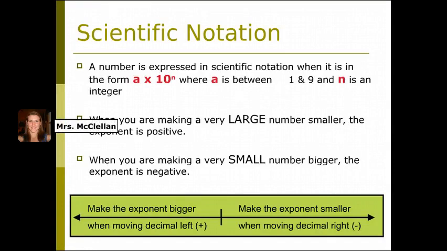Okay, now we will talk about scientific notation. A number is expressed in scientific notation when it's in the form of a times 10 to the power n, where a is between 1 and 9, and n is an integer. When you are making a very large number smaller, the exponent is positive. When you're making a very small number bigger, the exponent is negative. And so as you can see on the chart at the bottom, when you're moving the decimal to the left, the exponent is positive, and when you're moving the decimal to the right, it is negative.